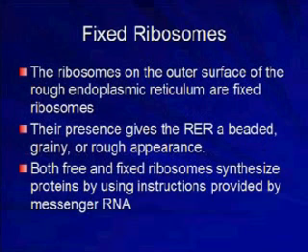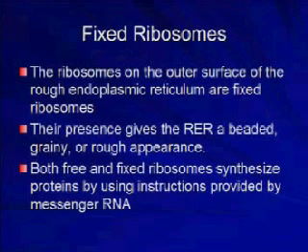Fixed ribosomes. Ribosomes on the outer surface of the rough endoplasmic reticulum are fixed ribosomes. Their presence gives rough endoplasmic reticulum a beaded, grainy, rough appearance. Both free and fixed ribosomes synthesize proteins by using instructions provided by messenger RNA.